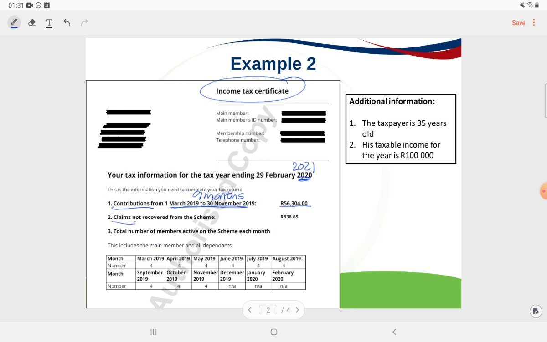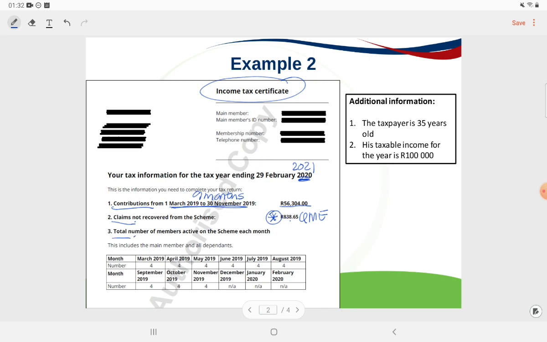Number 2 gives you claims not recovered from the scheme, 838 rands and 65 cents. That would be your qualifying medical expenses. That's expenses that the taxpayer has incurred out of their own pocket, which the medical aid scheme did not reimburse him for. So it would be legitimate expenses. They would meet the definition in the legislation of qualifying medical expenses. You do need that for your section 6B. In fact, this is the criteria that qualifies the taxpayer to claim section 6B, because section 6B says you must have paid qualifying medical expenses, and then we go and do the whole calculation.